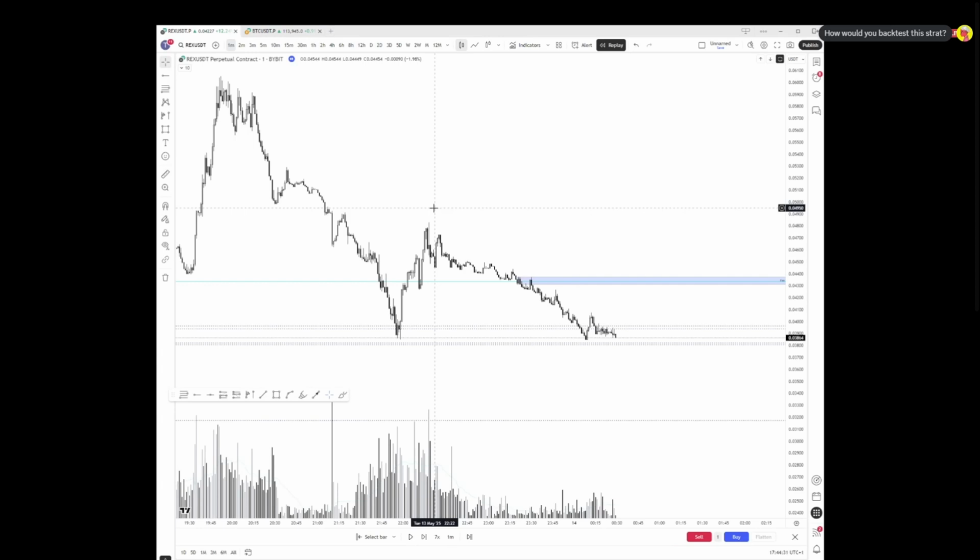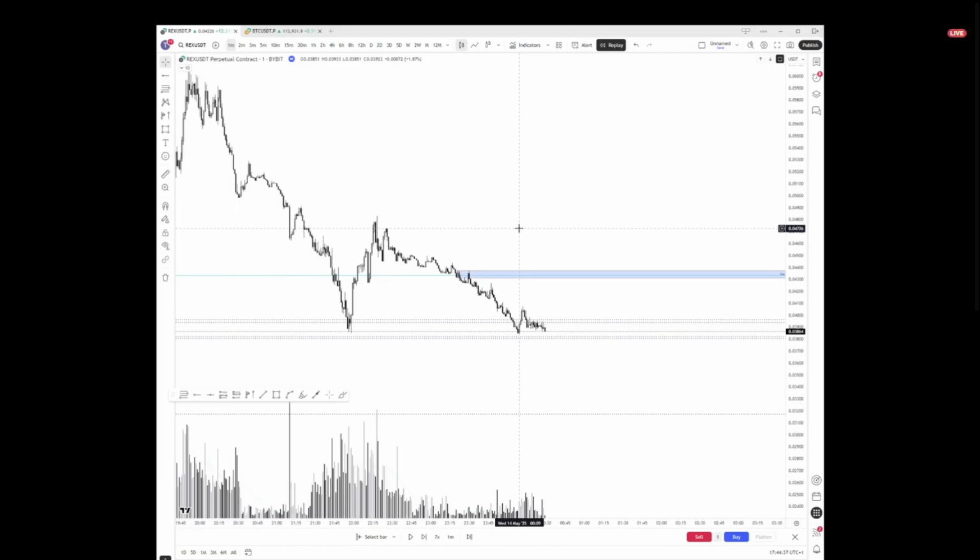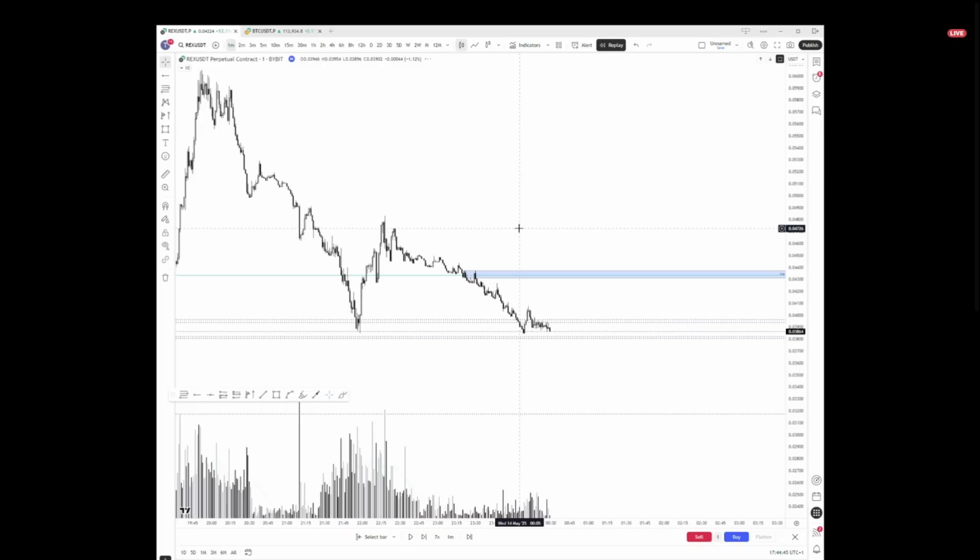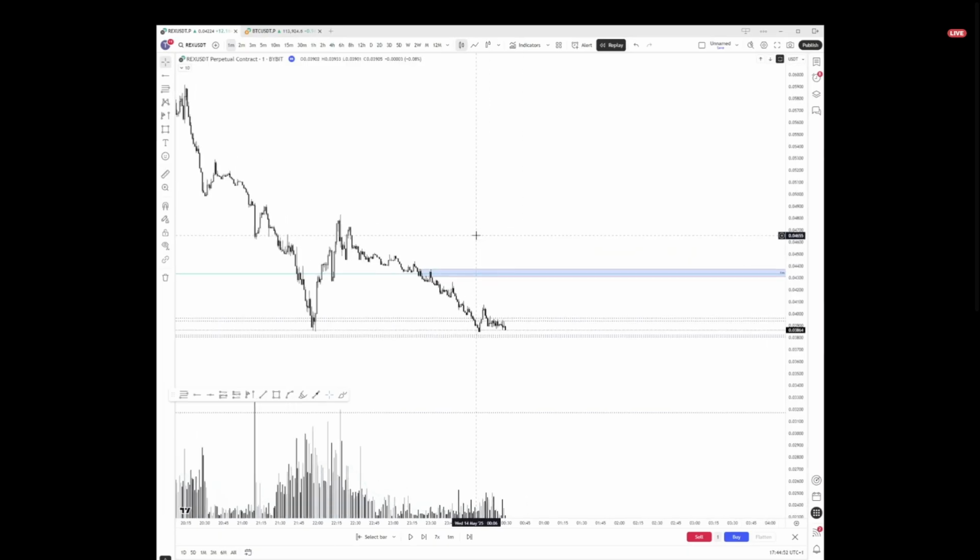How would I backtest it? It's hard to backtest, I'm going to be honest. It's a lot harder to backtest than Pocky strategy. I was mainly drawing zones out when I was learning to trade it, and then looking for reactions.